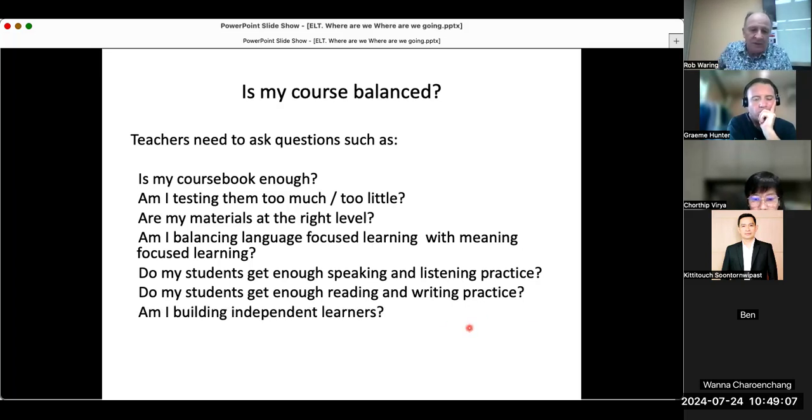And I'm building independent learners. So often you'll find that teachers are given a course book and a remit to teach students of various ability levels, as we heard before, students who have only an hour or two in English. There's almost nothing much we can do, and it gets very frustrating for students and very frustrating for teachers.